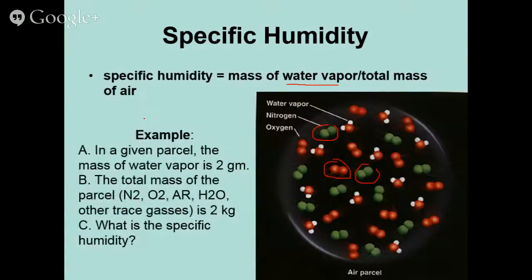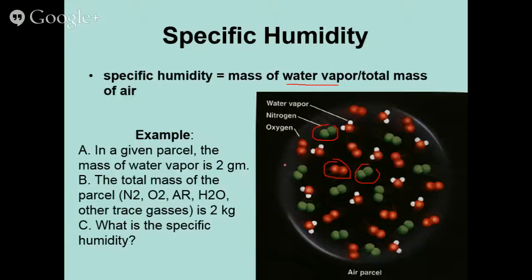For example, in a given parcel, we might have 2 grams of water vapor. However, we might have 2 kilograms of all other gases. Therefore, the specific humidity becomes 2 grams per kilogram. And that allows us to speak very carefully about what it is in the atmosphere that relates to water.